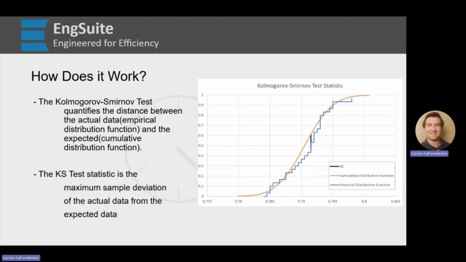So how does it work? Well, the Kolmogorov-Smirnov test quantifies the distance between the actual data, the empirical distribution function, and the expected data, the cumulative distribution function. The KS test statistic is actually the maximum sample deviation of the actual data from the expected data. So if we look at this graph here on the right, we will see that KS right here is this distance. It's the distance, the length of that black line, which is pretty cool.